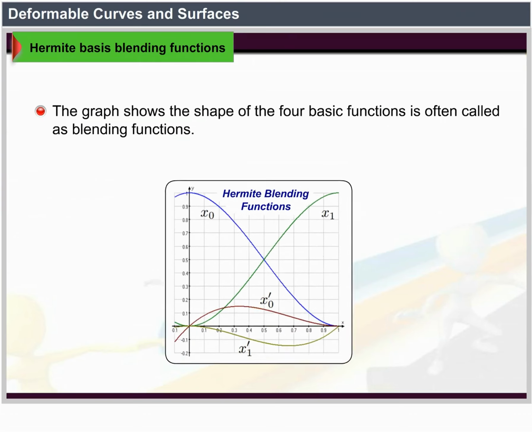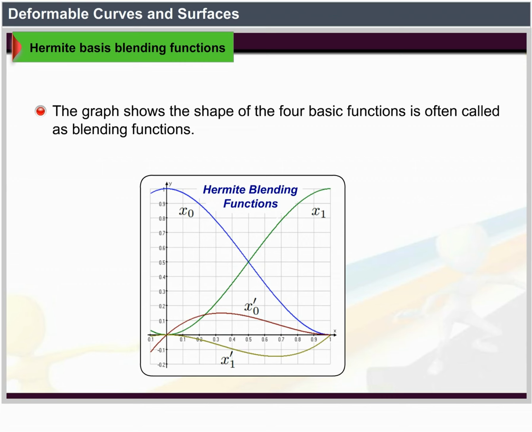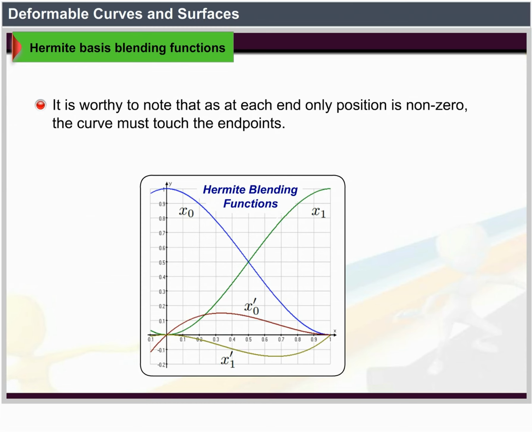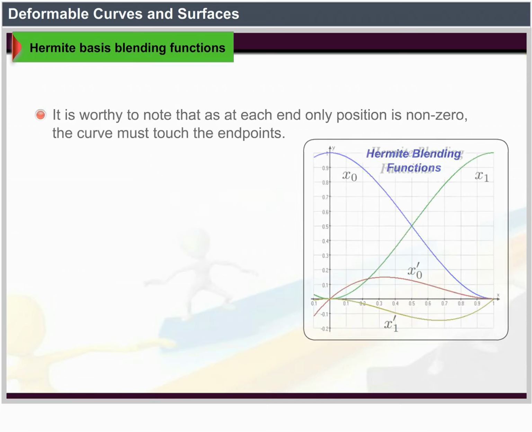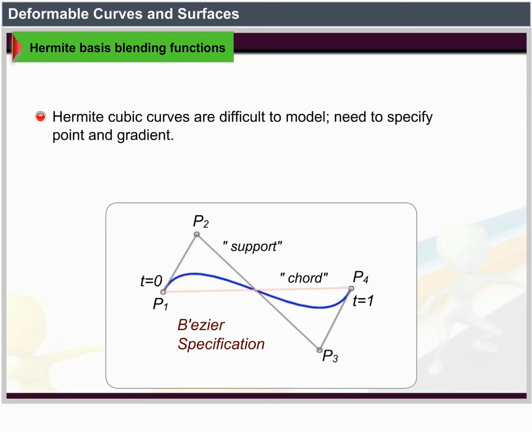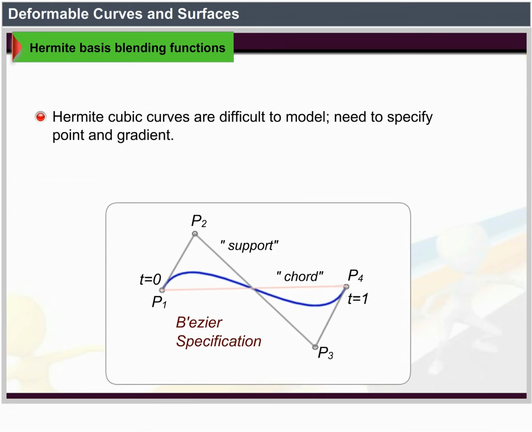The graph shows the shape of the 4 basis functions, often called blending functions. They are labeled with the elements of the control vector that they weight. Note that at each end only position is non-zero, so the curve must touch the endpoints. Hermite cubic curves are difficult to model, as they need a specified point and gradient.